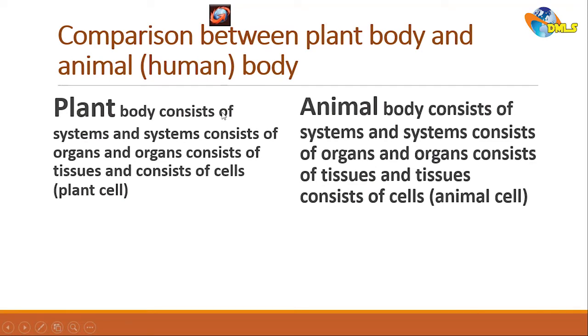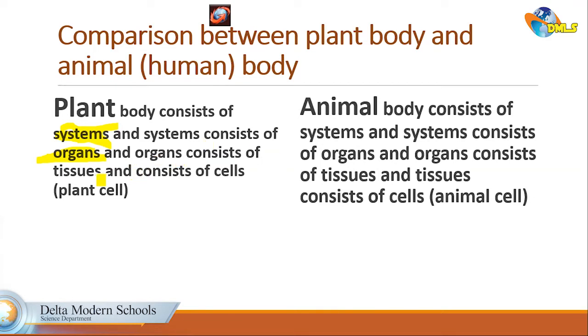So, a plant body consists of systems, and the systems here consist of organs. Let me highlight it for you. The plant body here consists of systems, like that. And the systems consist of what? Organs, exactly, nice, as we've said before. And the organs consist of tissues. But in the plant, the tissues consist of what? Plant cells. So the building unit of the plant body is a plant cell, exactly.